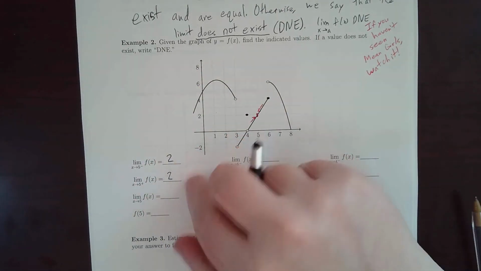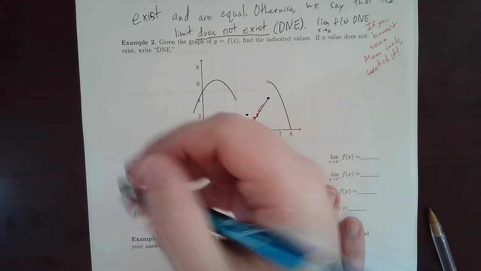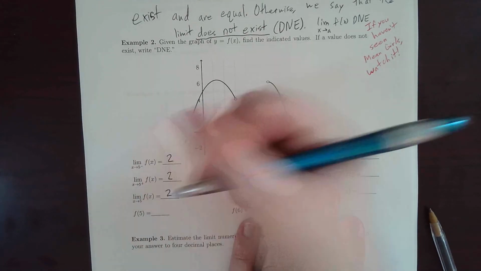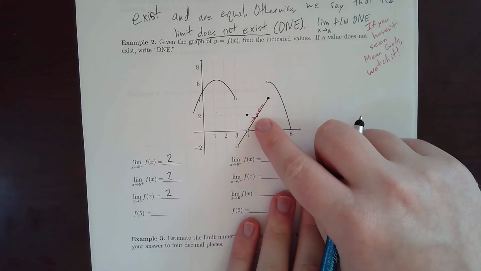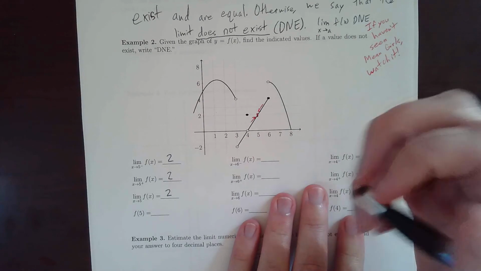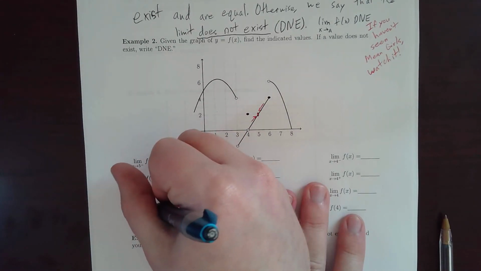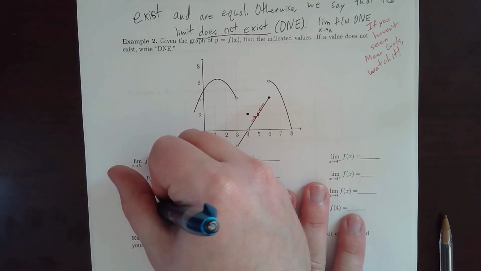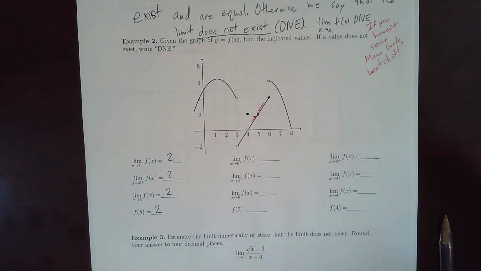Now, since the left and right hand limits are the same, we see that the overall limit is going to be 2. And notice that there's no open hole here, so this is the function value that we're looking at. So f of 5 in this case would be 2. Okay, so pretty straightforward when we have all of our values defined.